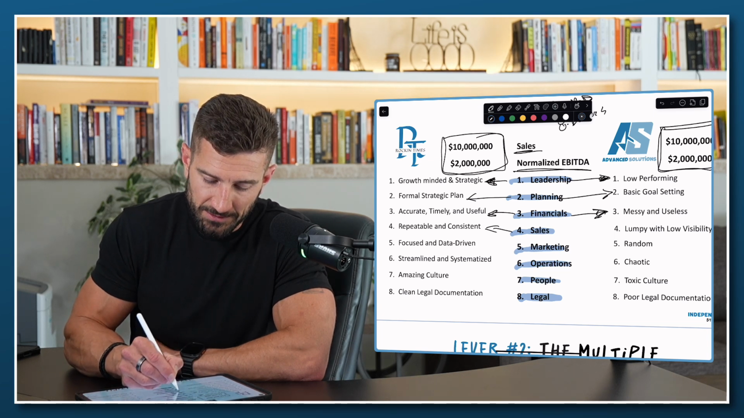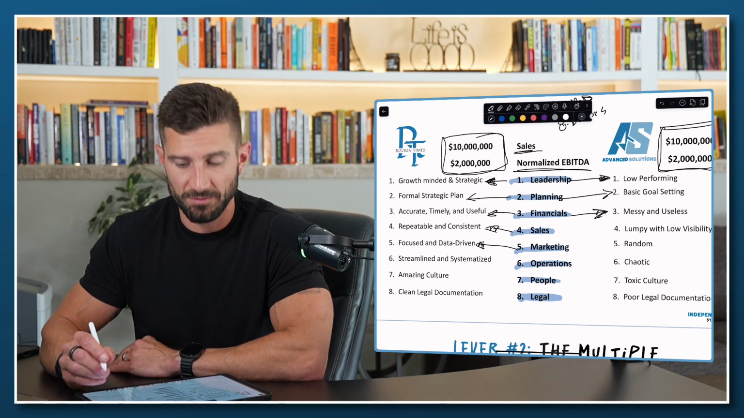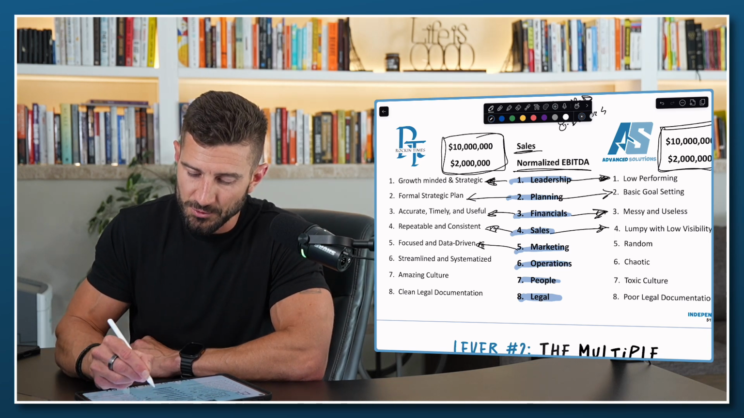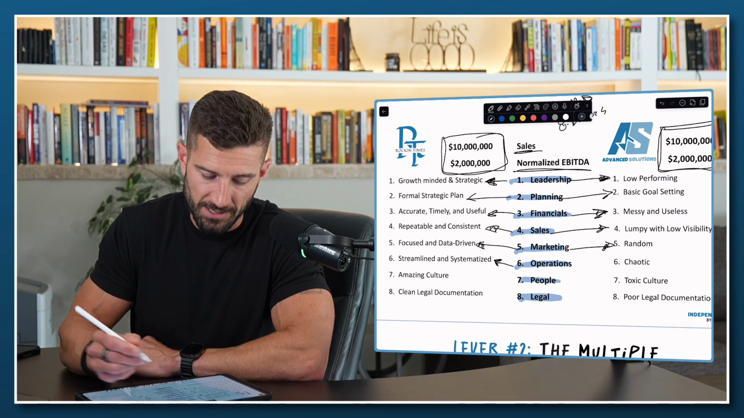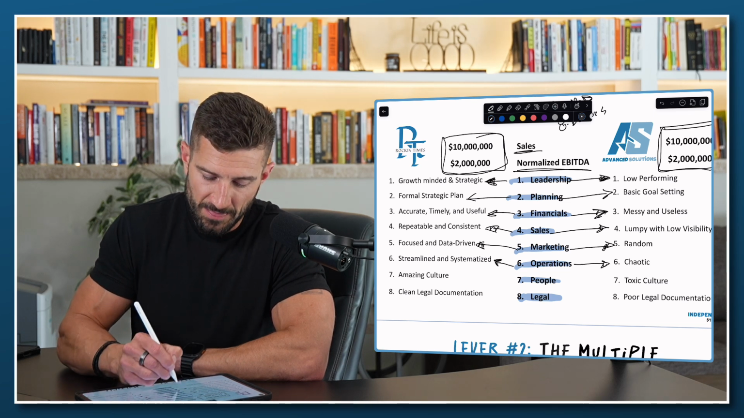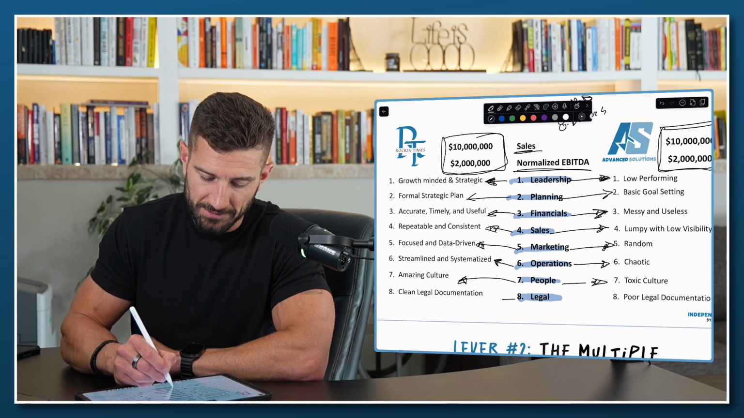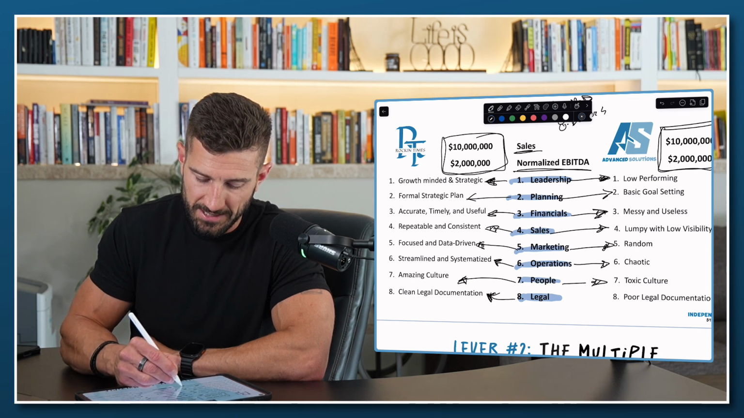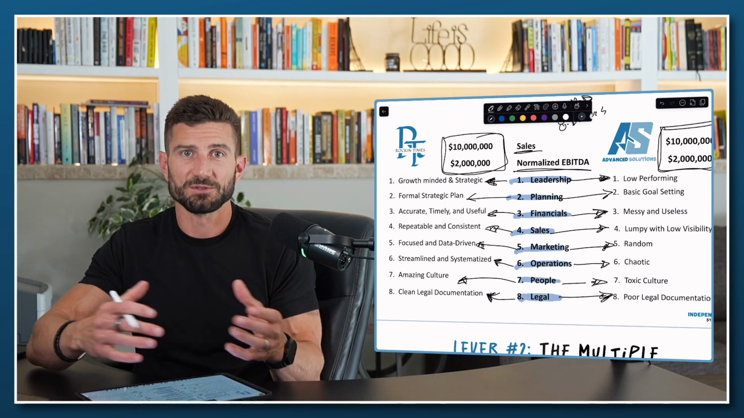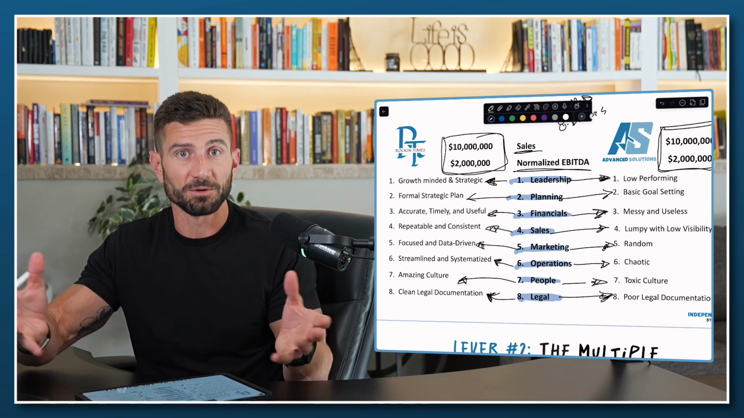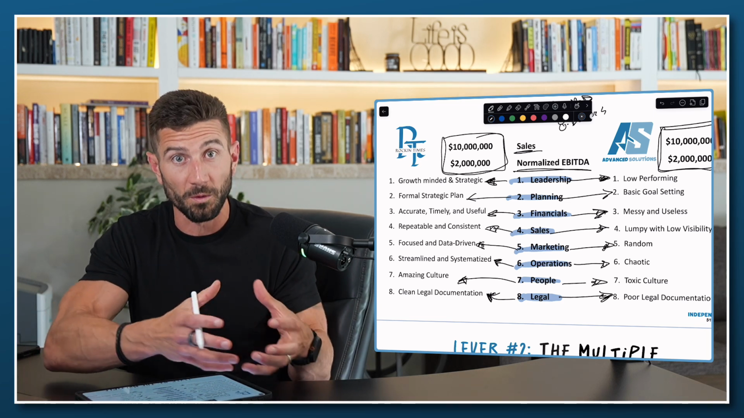Sales and marketing are both repeatable, consistent, data-driven, and focused. Over here, there's no visibility into the forecast. Operations is systematic and streamlined versus chaotic. Amazing culture versus toxic culture. And then legal documentation is clean and accurate versus poor and no documentation. These are just some examples. Every private equity firm is going to have their own due diligence checklist, their own way of assessing your risk.